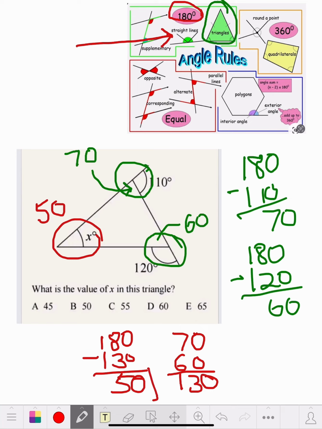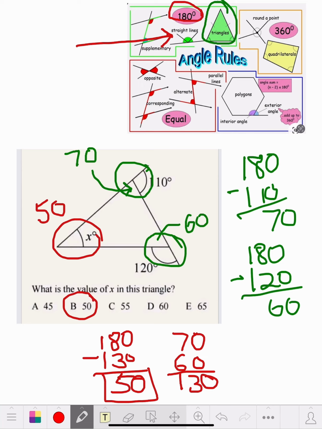Let's square this off so the teacher knows my answer is 50. And right here, angle B, 50 degrees. That was all there was to it. But take note of how neat I wrote. I like to write neat like that and separate things, so you can go back at the end of the test before you hand it in.